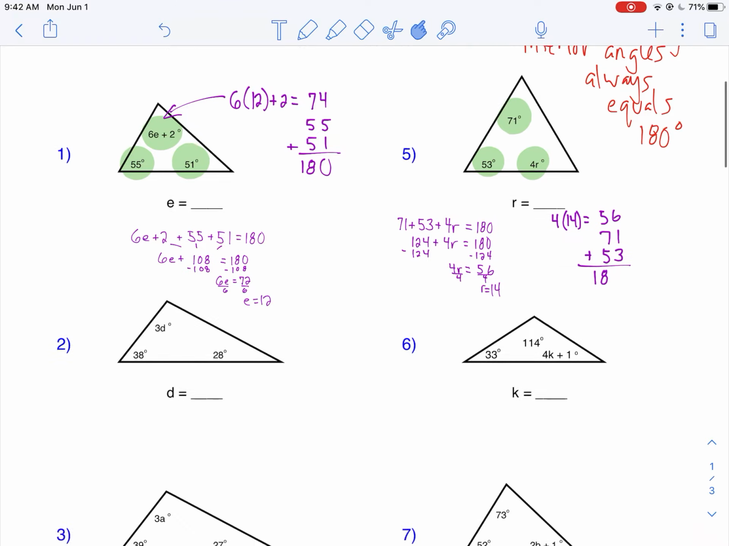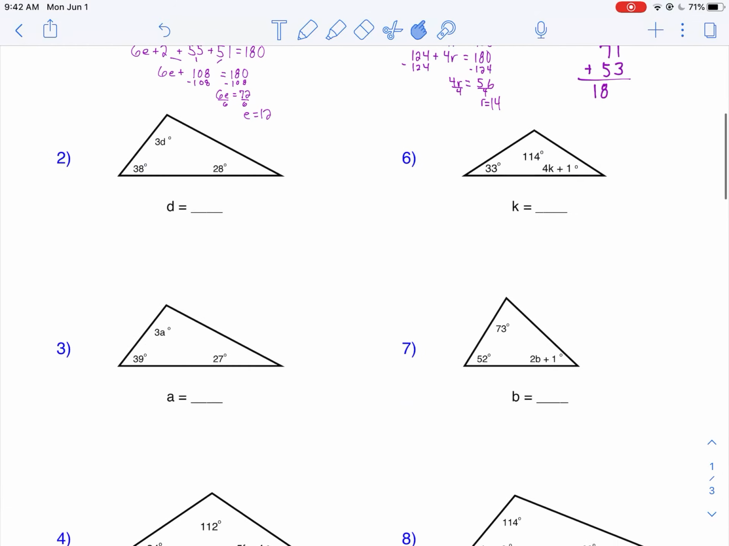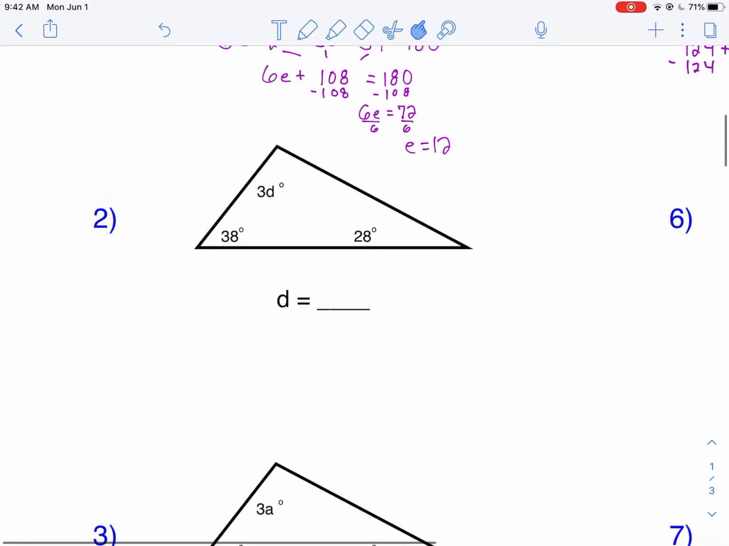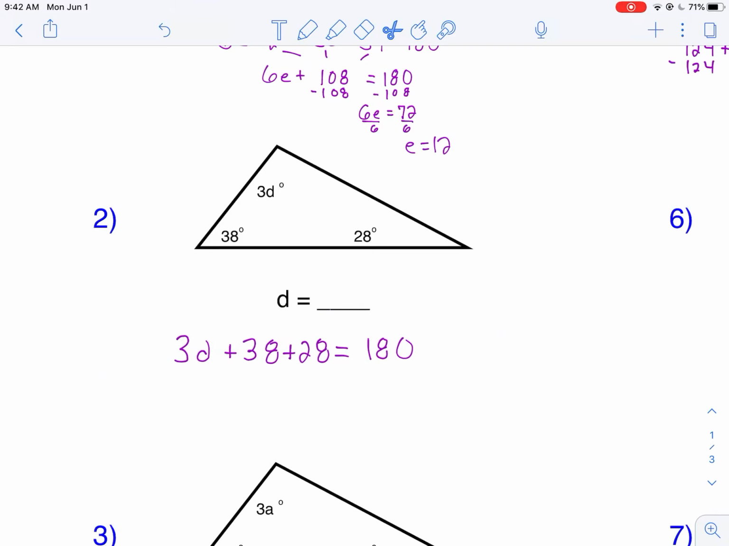Let's see. I'm going to do one more for you today. Scrolling down to see which one I want to do. No, we'll just go in order. I'm going to go with number 2 now. Okay, so I'm going to go with 3d plus 38 plus 28, and guess what they equal? 180 degrees, hasn't changed. So now combine my constant terms here. 38 plus 28 gives me 66.